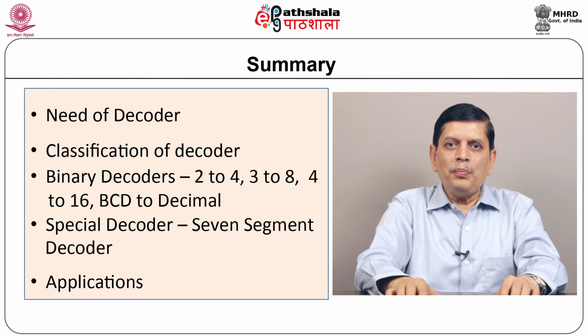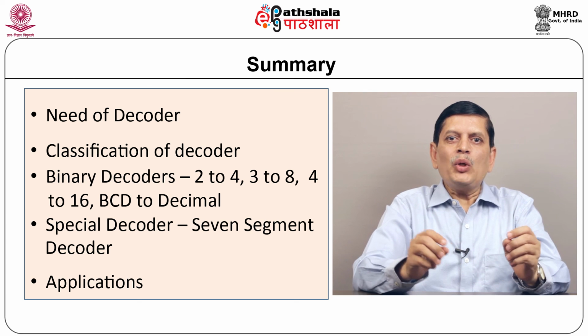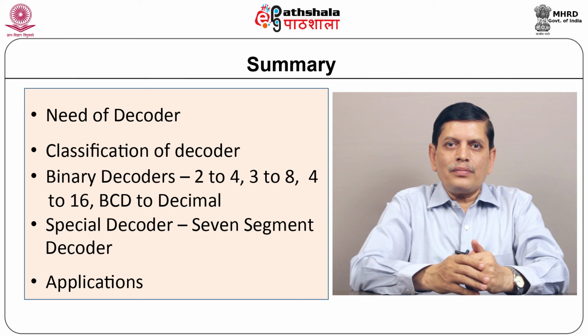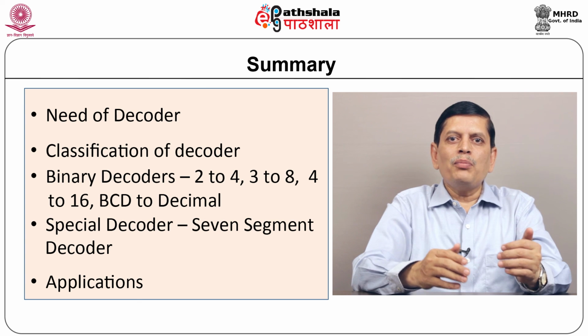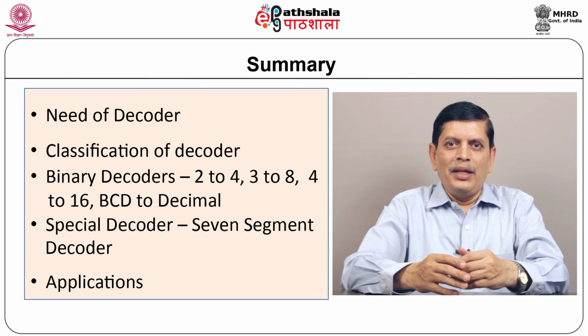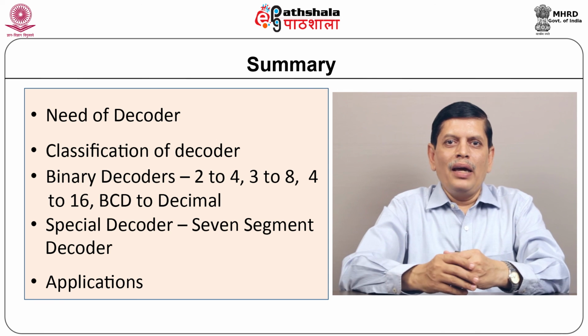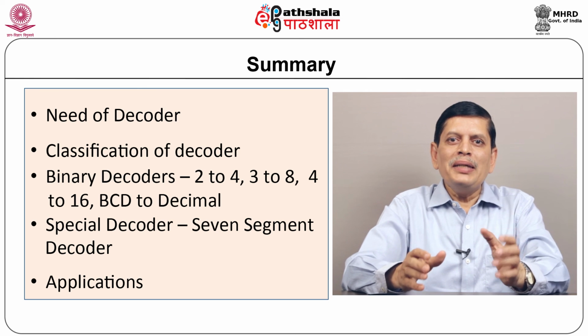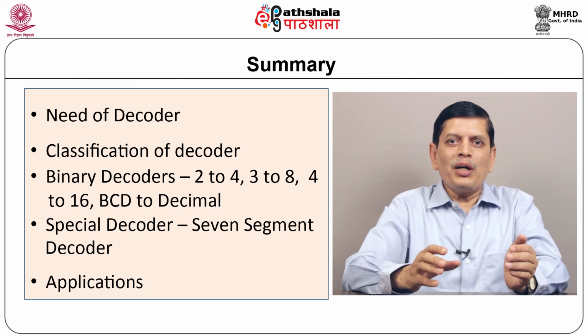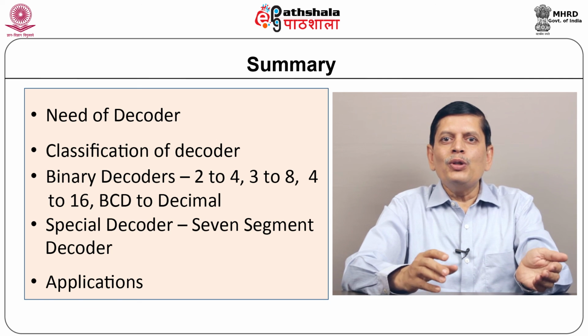Let us now sum up the points that we have studied in this module. These are the most important take-home points. Decoder is the most important combinational circuit in digital system design. Decoder converts binary information into human readable form. Every digital system requires some device which is capable of converting binary information, which is unknown to the human, to a readable code.